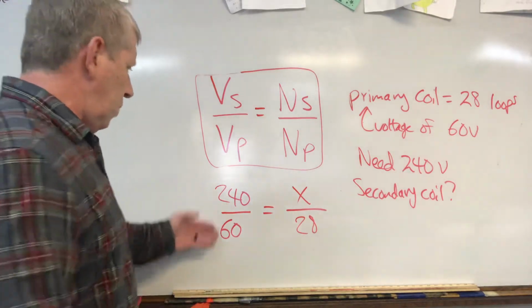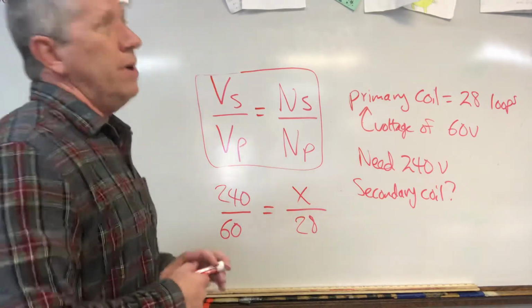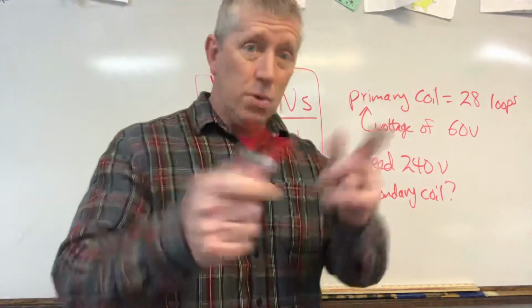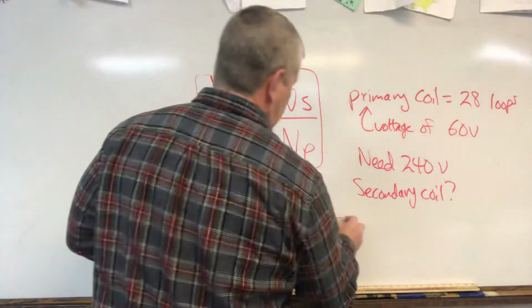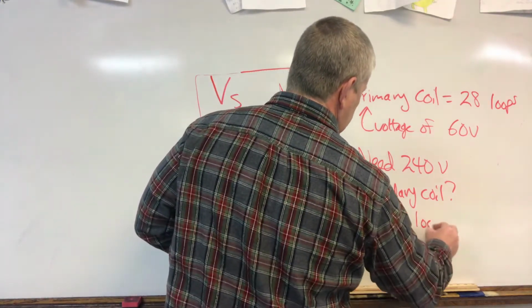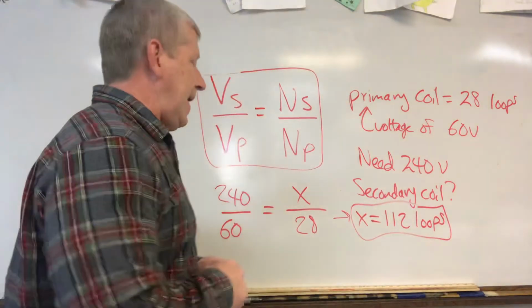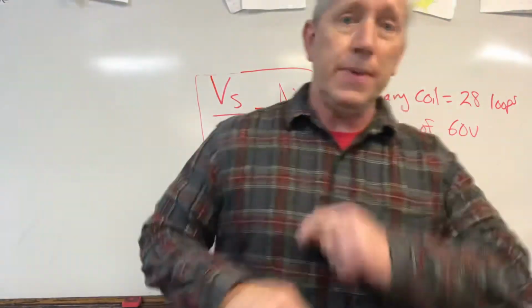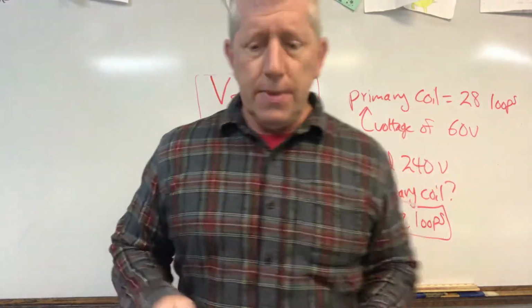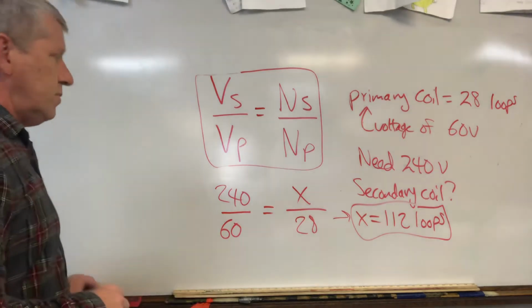So this is going to come out to be 4. And so 4 multiplied by 28, that's 112. Okay, so we'll need 112 loops in order to get the voltage that I need. Okay, so the transformer equation is pretty simple, pretty easy. Most of those are pretty straightforward.